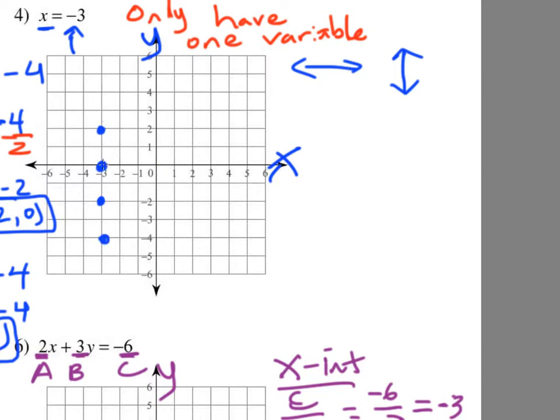Why? Think about it. This is negative 3, 0. This is negative 3, comma 2. This is negative 3, comma negative 2. Negative 3, comma negative 4. They all have negative 3. So x equals a number is always going to be a straight vertical line. Go ahead and draw a straight vertical line. You don't need the dots really. Anytime you have x, it's going to be a vertical line. Left and right is locked at negative 3.